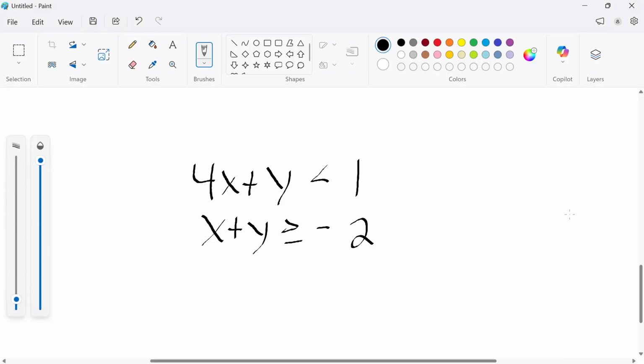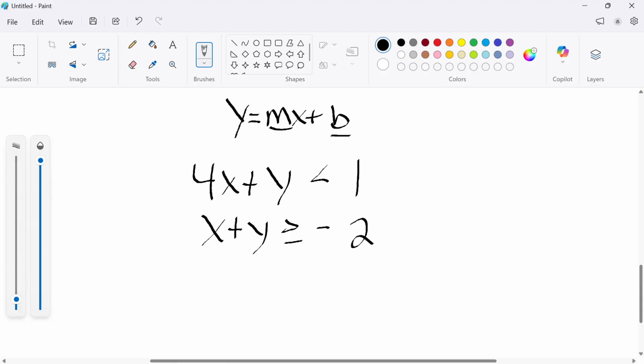This is Algebra 2. I want to graph this system of inequalities. So the first thing I'm going to do is put it in this format: y equals mx plus b, where m is the slope and b is the y-intercept. And then I can graph these things.